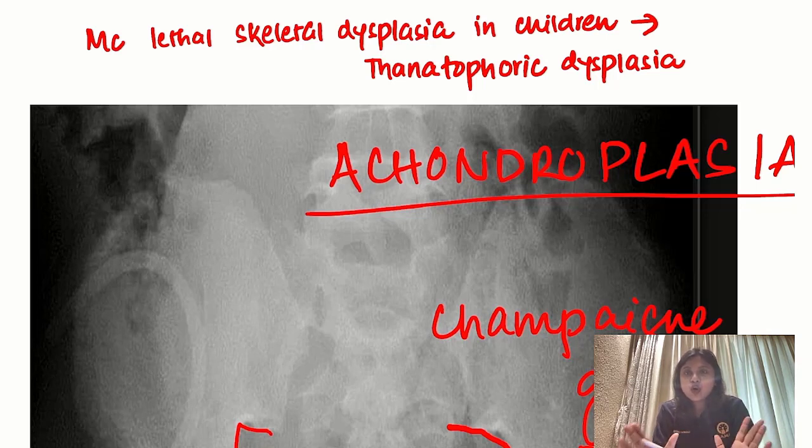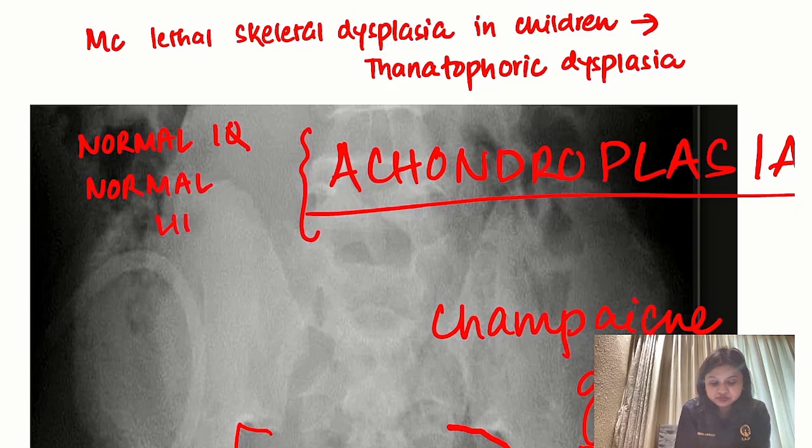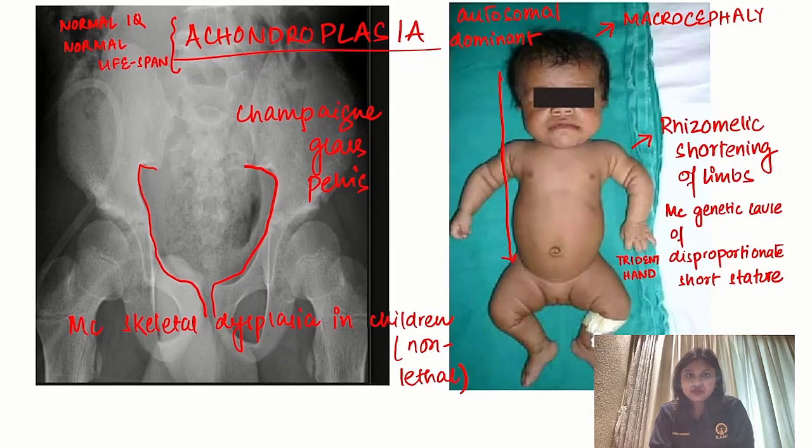So have you understood all the important MCQ points? I have covered almost all important MCQ points related to achondroplasia. And remember these two highlighting points, which I'm stressing, that they are having a normal IQ and normal lifespan. So normal IQ, normal lifespan is achondroplasia. Remember this image, you will understand it.